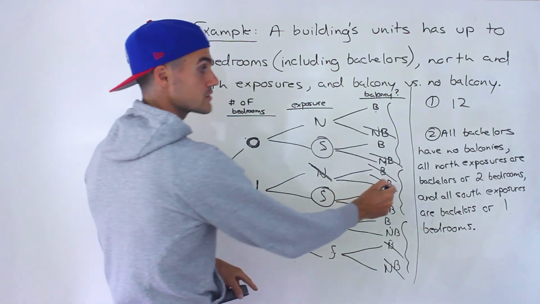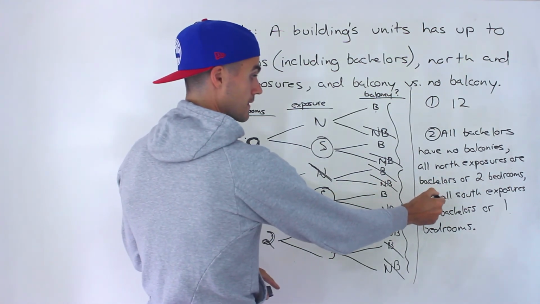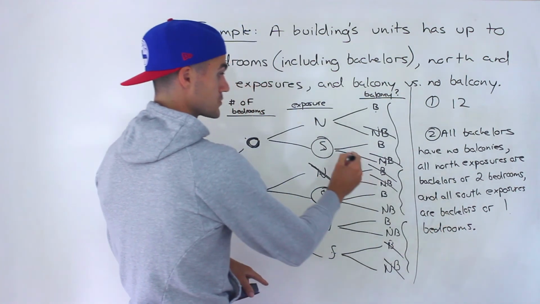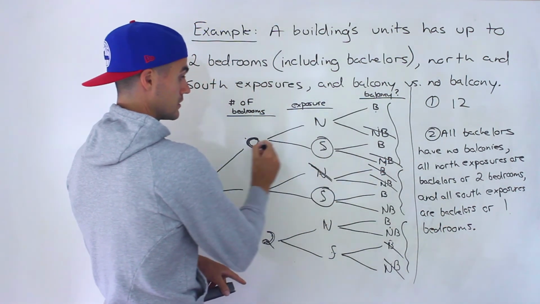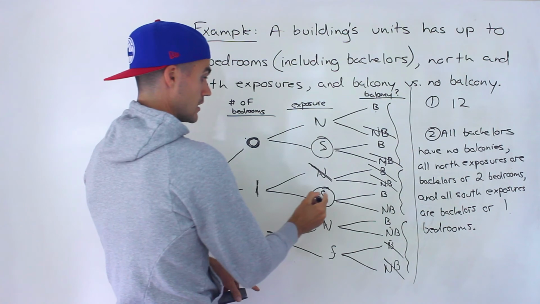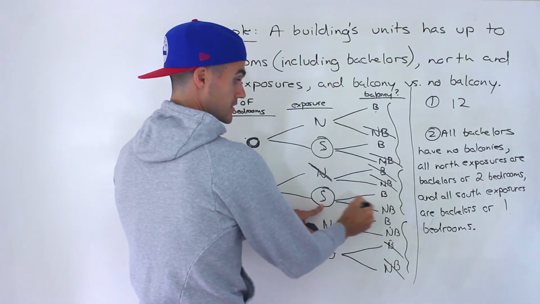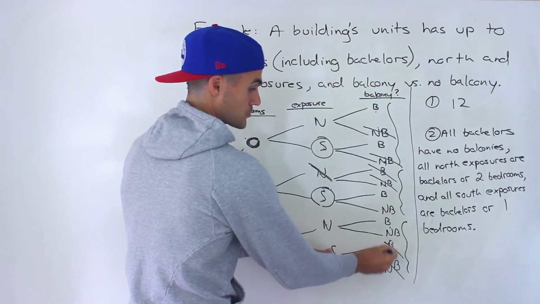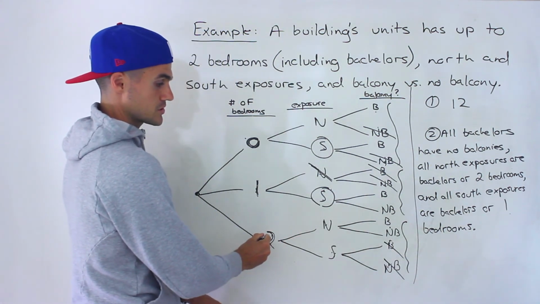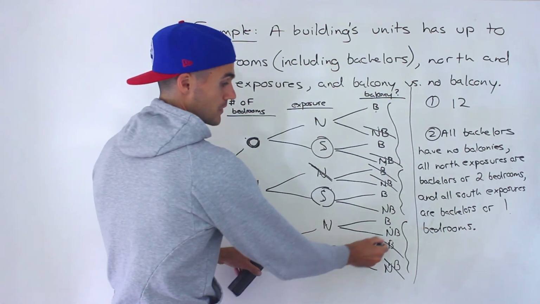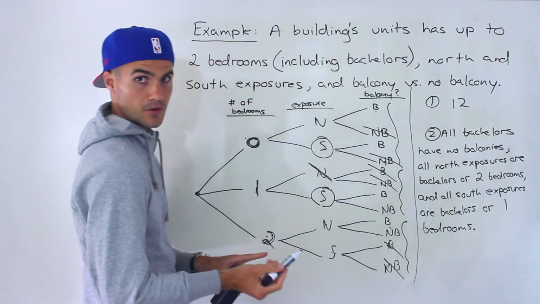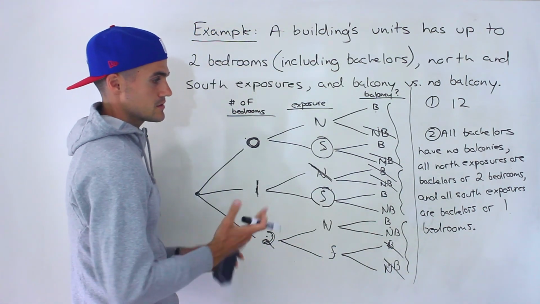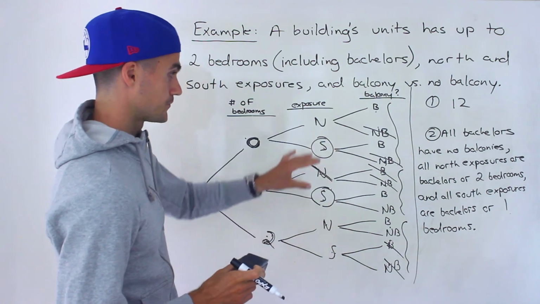So that's in line. All south exposures are bachelors or 1 bedroom. So notice this south exposure unit, it's a bachelor. These 2 south exposure units, it's a 1 bedroom. And then these 2 south exposure units have 2 bedrooms, or you can't have 2 bedrooms with those. So we crossed those out right there. Right? So it's kind of like a trial and error thing.